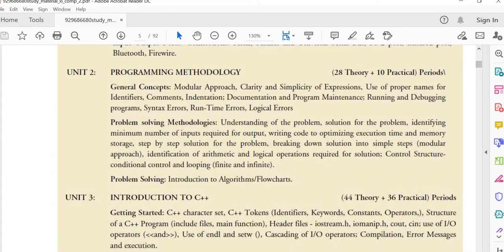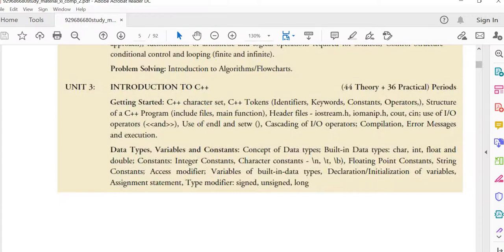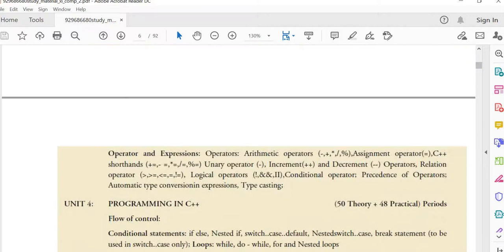Then unit 3 is your programming part, that is introduction to C++. So I will take classes or video tutorials from the next video from this part, introduction to C++. In this part all the introductory concepts of C++ like C++ character set, tokens, then data types, variables, constants, etc. are covered.